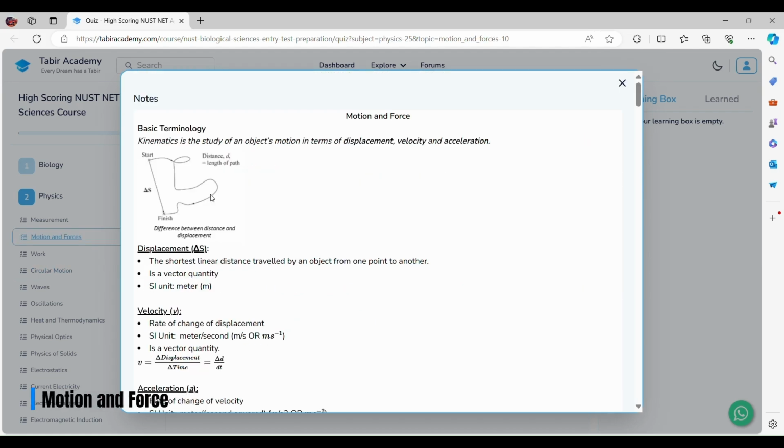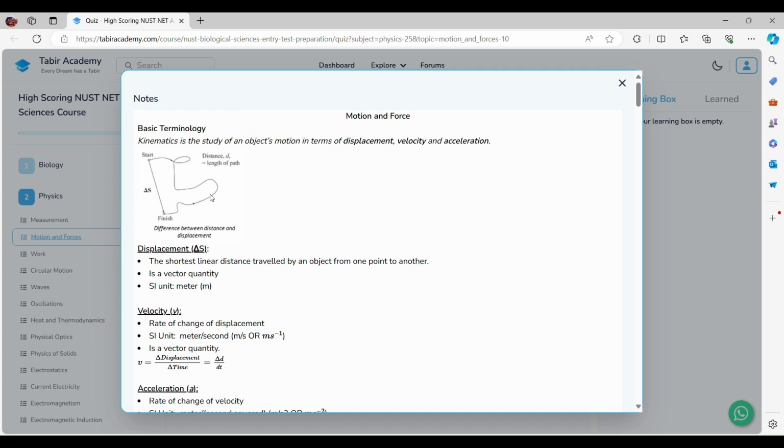Alright, so our topic for today is motion and forces. Kinematics is the study of an object's motion in terms of displacement, velocity, and acceleration. Displacement is the shortest linear distance traveled by an object from one point to another. It's a vector quantity as it has magnitude and direction.